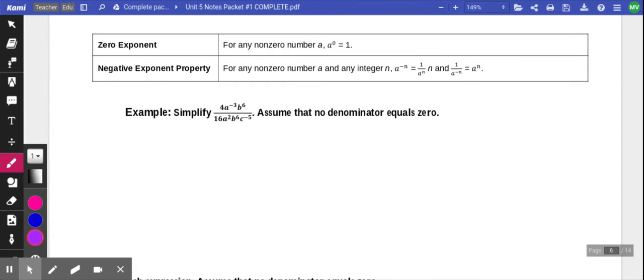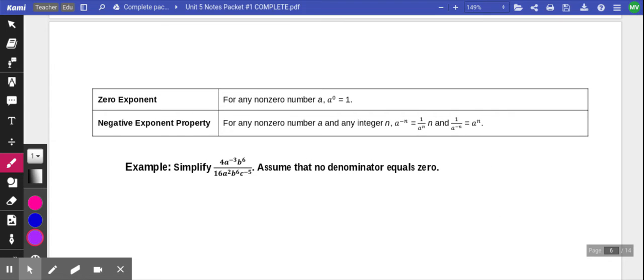Now, you noticed above that when I had w cubed over w cubed, I said it equaled 1. Well, if I use my exponent rules, when I keep the base, I subtract and I get 0. Well, that does equal 1 because for any non-zero number, a to the 0 equals 1.